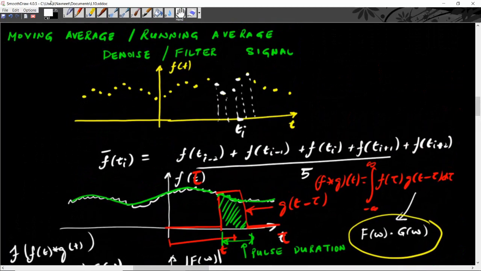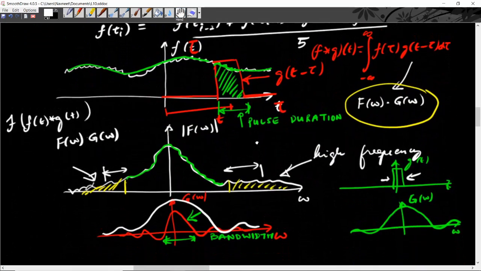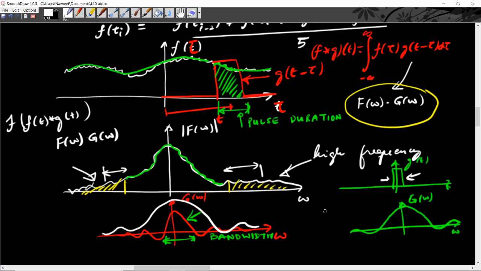In other words, if we take a moving average with a lesser number of neighboring points, that would mean that we are convolving the function f with a rectangular pulse with smaller pulse duration, and therefore we will not be able to remove the high frequencies completely because we are taking the product of the Fourier transform of the noisy signal with the sinc function that is broader, and therefore we will still retain some high frequencies, and this is shown in this animation.